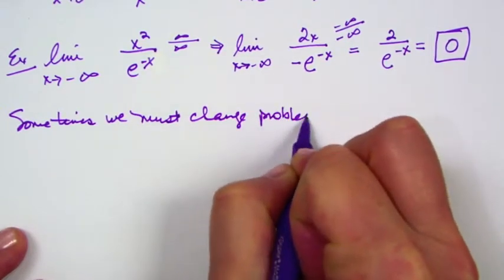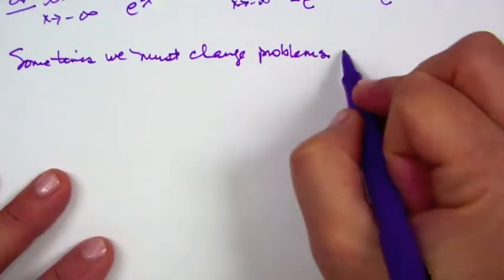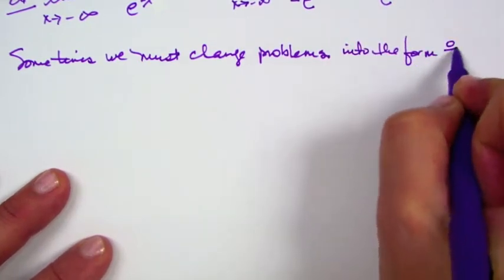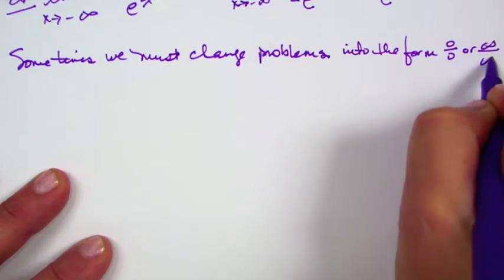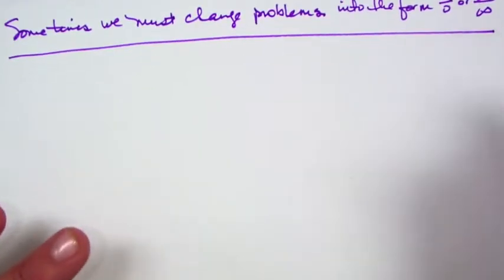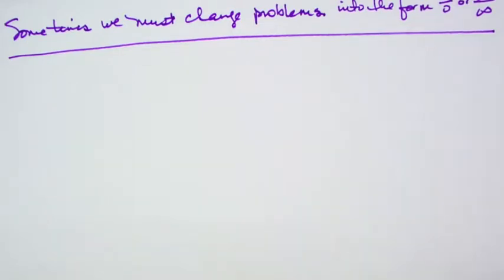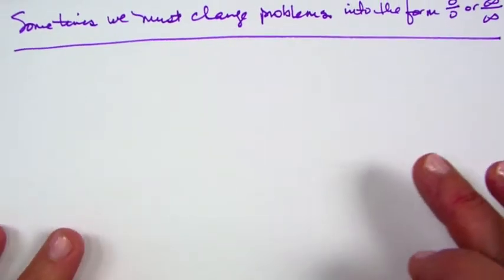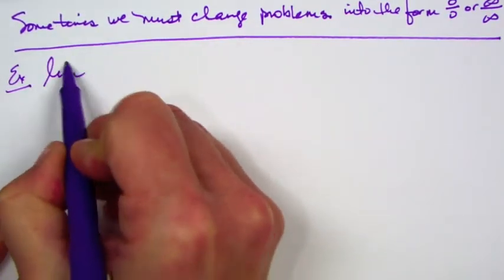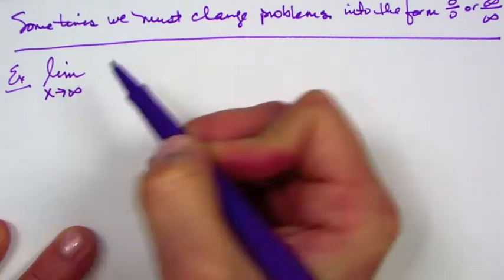Okay. So now we need to look at how sometimes we must change problems into the form 0 over 0 or infinity over infinity by rewriting them.